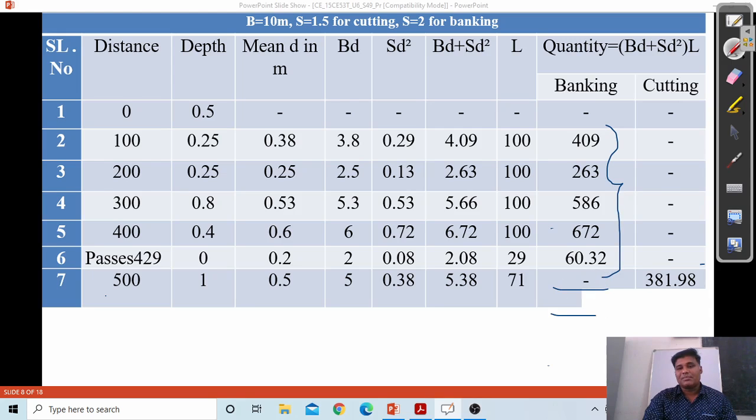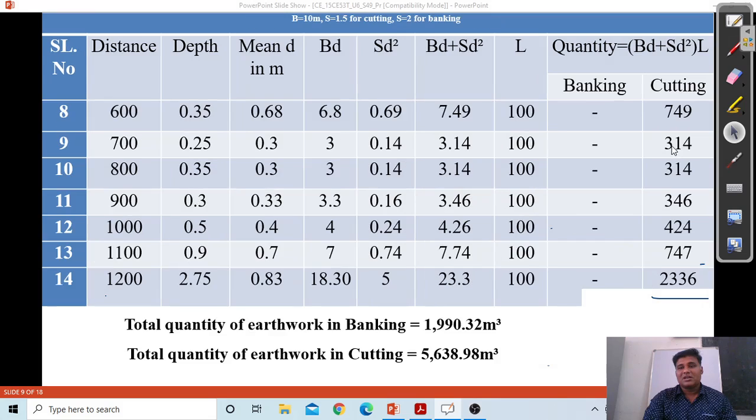that is banking, and for cutting including this one, I need to add from here to here, this is cutting. After adding all this, I am going to get the quantity of banking as 1990.32 cubic meter and cutting as 5638.98 cubic meters.